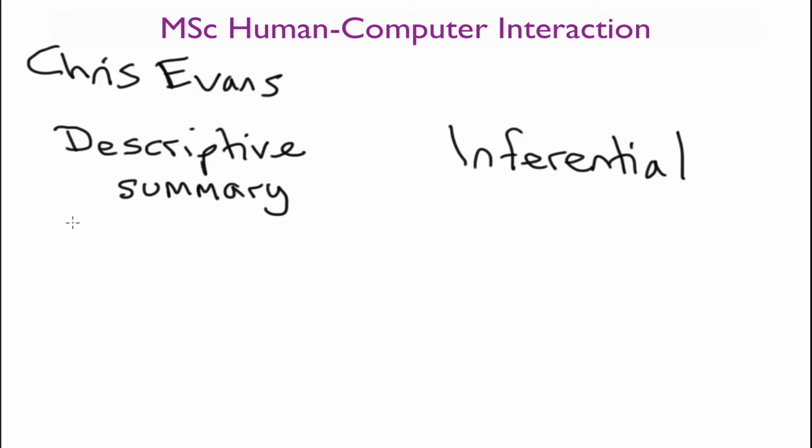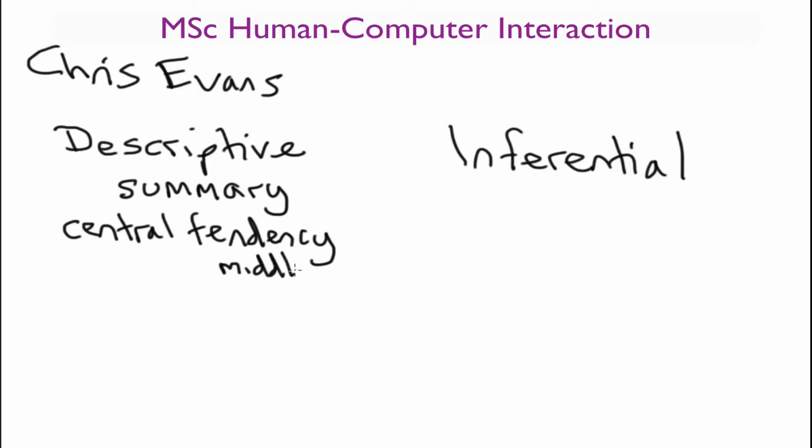One is known as the measure of central tendency. And this is a measure of the middleness, the middle of the data. And you're probably familiar with some of the measures of central tendency. Three most common are the mean, the mode, and the median.